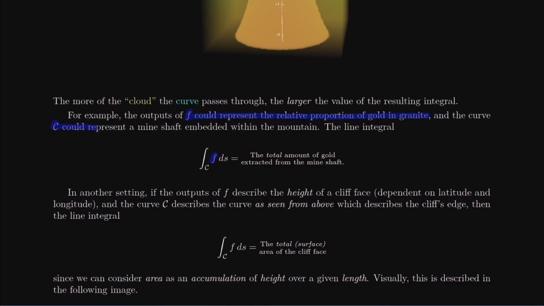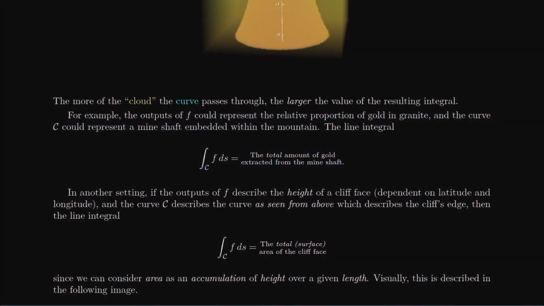And then the curve represents a mine shaft that's been drilled through the mountain, some curve through the mountain. If we integrate that proportion of gold along the mine shaft, you're really just asking what is the total amount of gold that's been extracted, right? Not the total amount of rock. That would be if F were constantly equal to 1. You'd just get the arc length then. But for the total amount of gold, F is now representing locally the proportion of gold at each step along the way. So that's what we think about with these scalar line integrals, the total accumulation of some object along the curve.